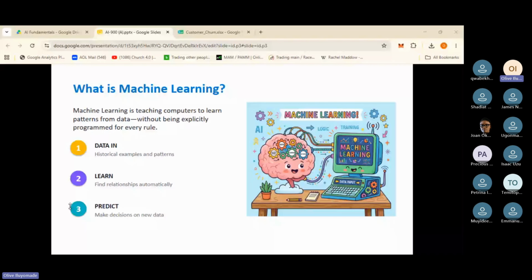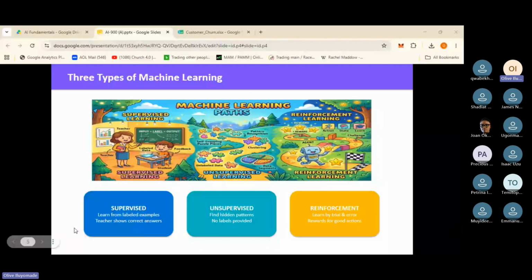So we have three types of machine learning: supervised, unsupervised, and reinforcement. Supervised is like a teacher in class teaching you, showing you examples, and giving you the answers as well. So with supervised, the machine learns from labeled examples. The examples are labeled.